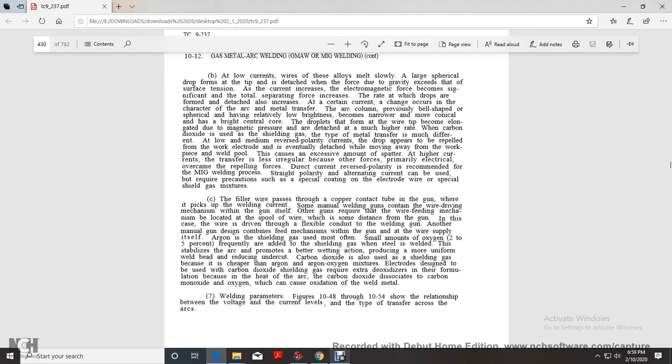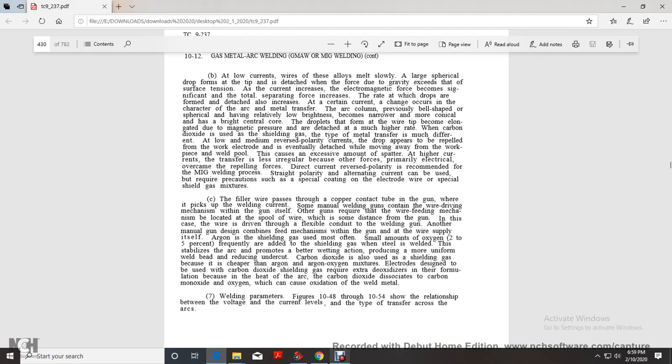Filler wire passes through the copper contact tube in the gun, where it picks up the welding current. Some of the manual welding guns contain the wire drive mechanism within the gun itself. Other guns require a wire feeding machine with the mechanism located with the spool of wire, which is some distance from the gun. In this case, the wire is driven through the flexible conduit of the welding gun. Another manual gun design combines the feed mechanism with the gun and wire supply itself.